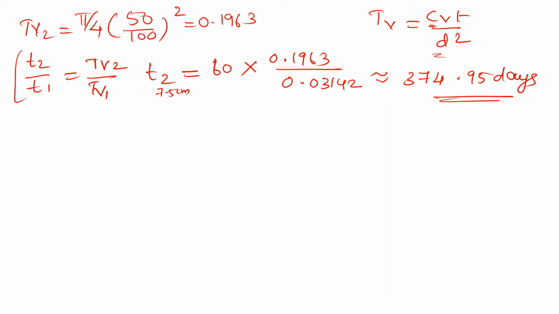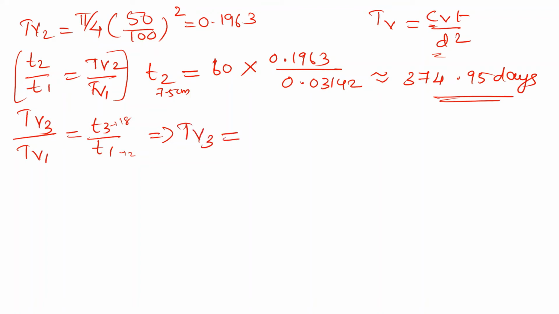We know this relation, T2 by T1 is equal to TV2 by TV1. Similarly, we can form another relation between TV1 and TV3, that is for 18 months. If you are forming a relation for the third condition, TV3 by TV1 is equal to T3 by T1, where T3 means after 18 months, and T1 is the first condition, that is after 2 months. TV3 is the time factor corresponding to 18 months, TV1 is the time factor corresponding to 2 months.